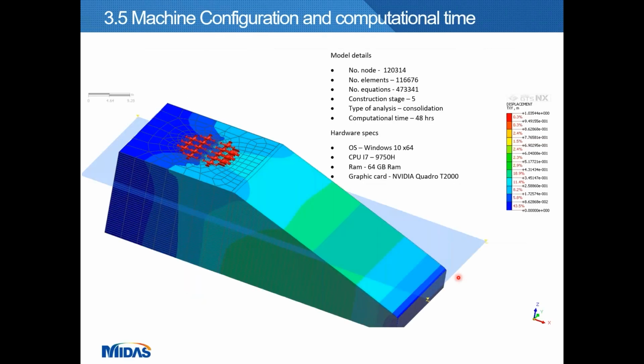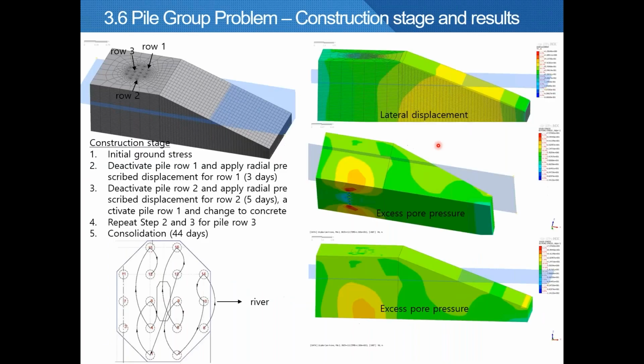We use a laptop for mobility reasons. This is the configuration of my laptop. The CPU is an i7 9750, 64 gig RAM and a Quadro graphics card. The computational time for this model is about 2 days. The average time required to install one spun pile is about 1 day.